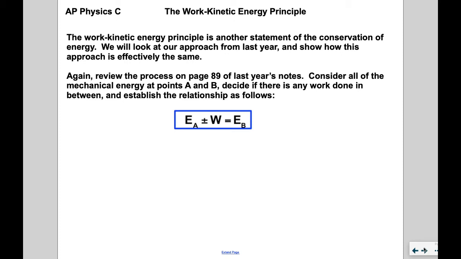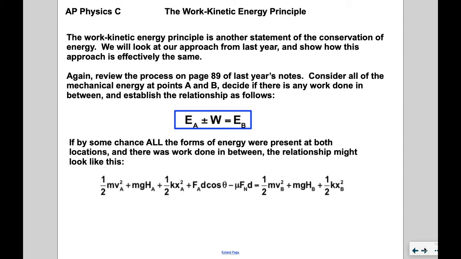This is, for our purposes, again limited to the forms of mechanical energy that we're familiar with: kinetic energy, gravitational potential energy, and elastic potential energy. If by some chance all three forms of energy were present at both locations and there was work done in between, the relationship might look as complicated as what you see here.